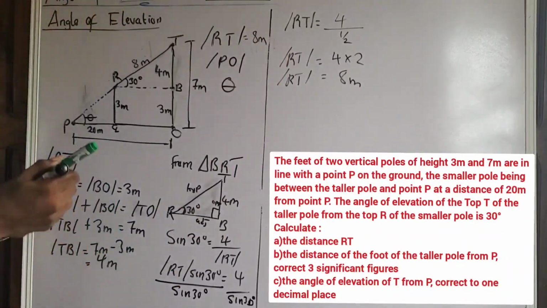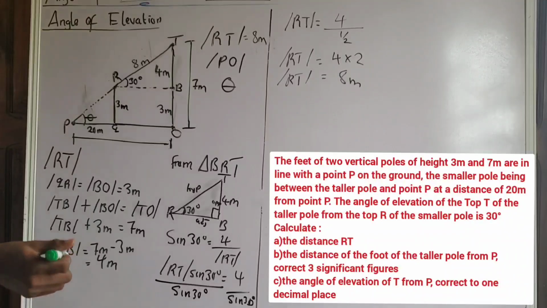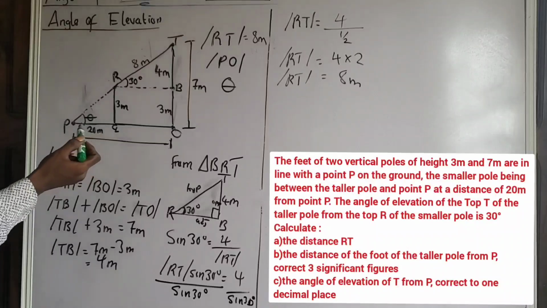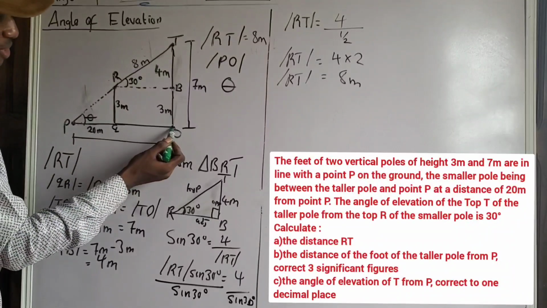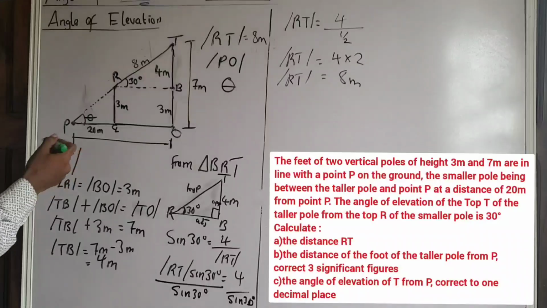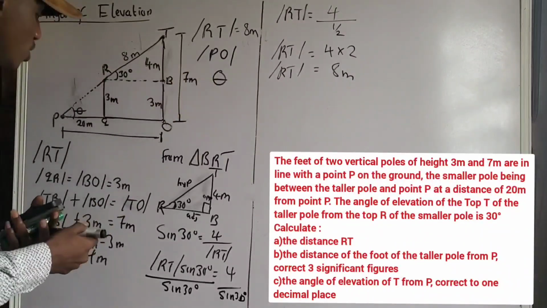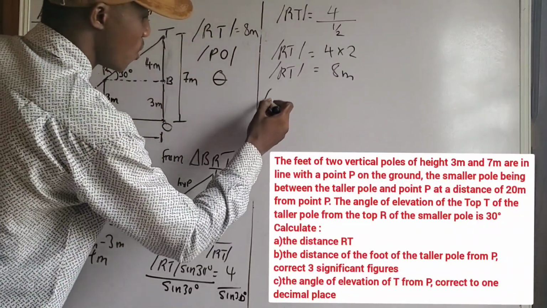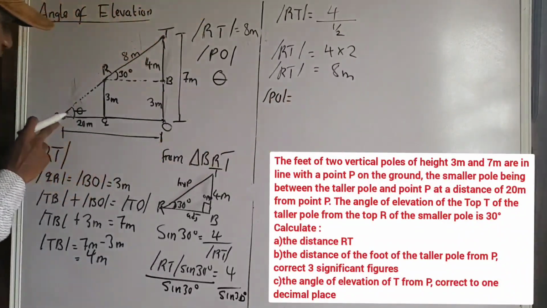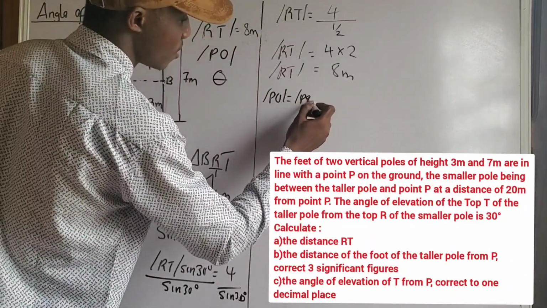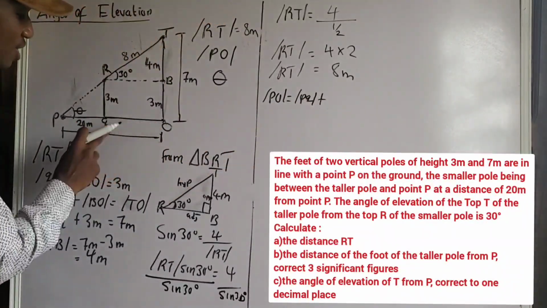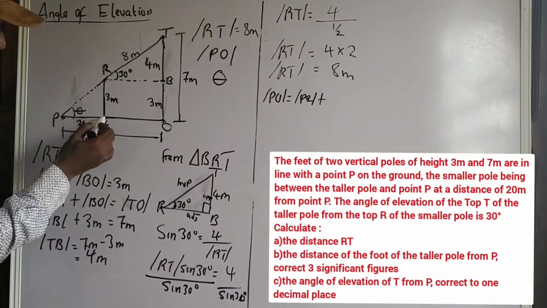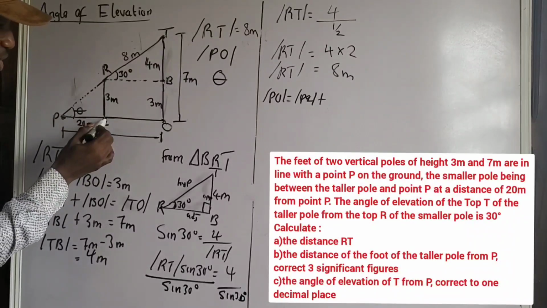Now, let us proceed to the second question. We are looking for line PO. This line that you see here is what we are looking for now. It's simple. We are looking for this line PO. How do we get line PO? To get the value of line PO, don't forget that line PO is the distance from this point to this point. So line PO is equal to line PQ plus line QO. The total length that is here, line PO, is equal to the sum of line PQ and line QO.